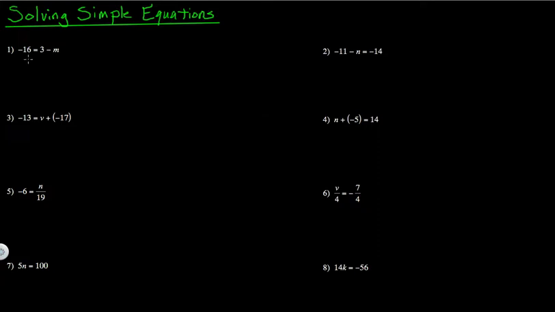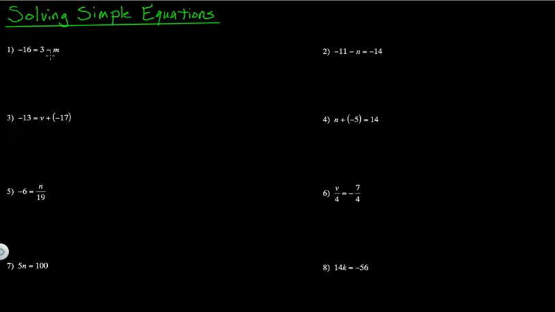Let's look at number one. Here we have an equation, negative 16 is equal to 3 minus m. The way we're going to approach this is to ask ourselves and then answer the question, what is being done to the variable? In this case, our variable is m. So we're going to ask ourselves, what is being done to the variable? In this case, there are actually two things being done to this variable because we have subtraction.